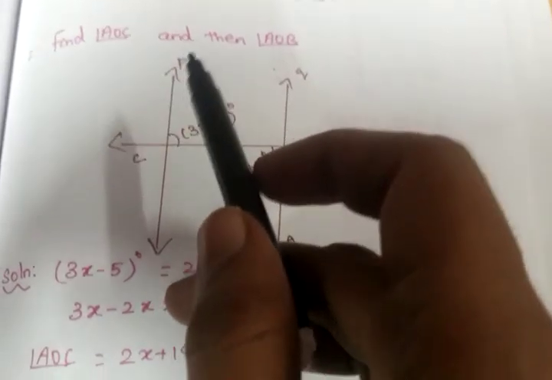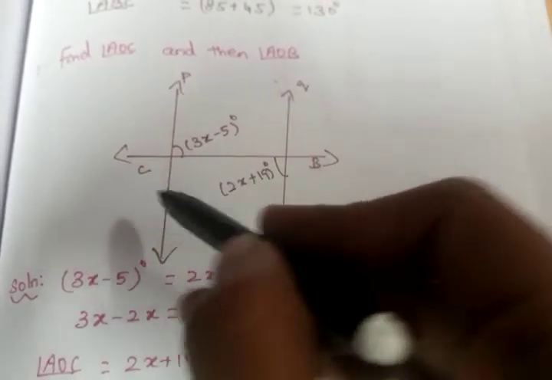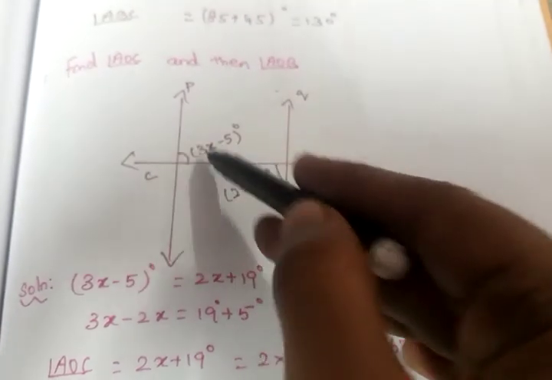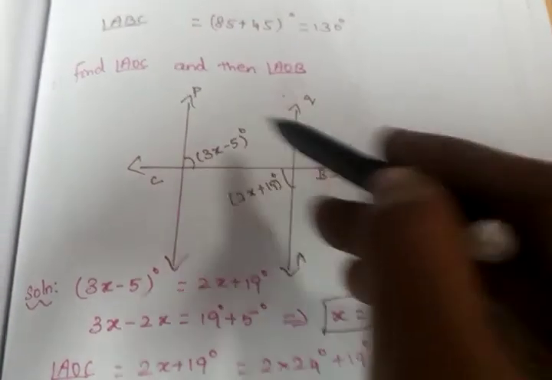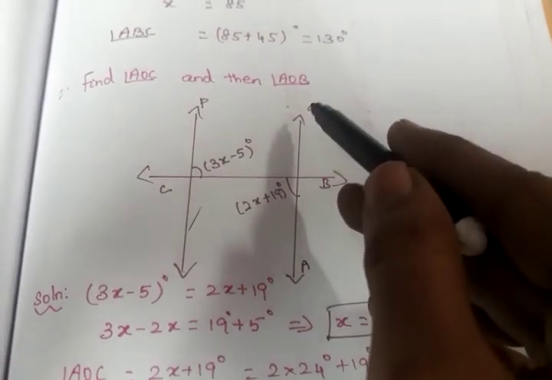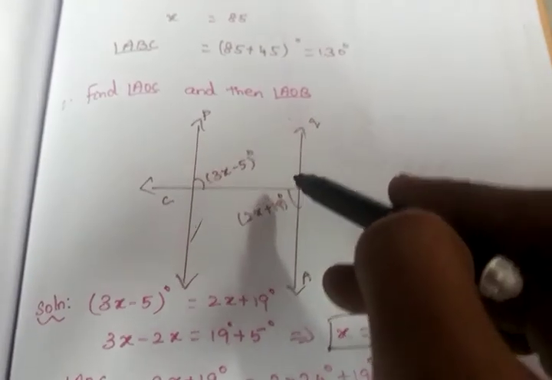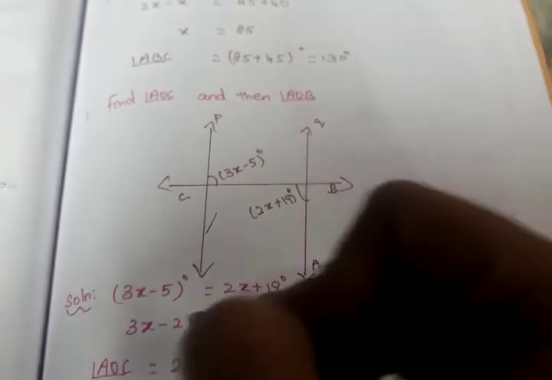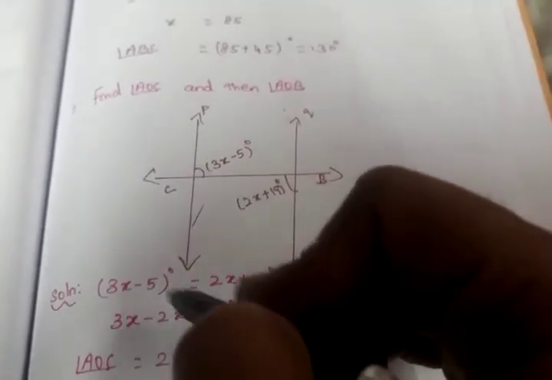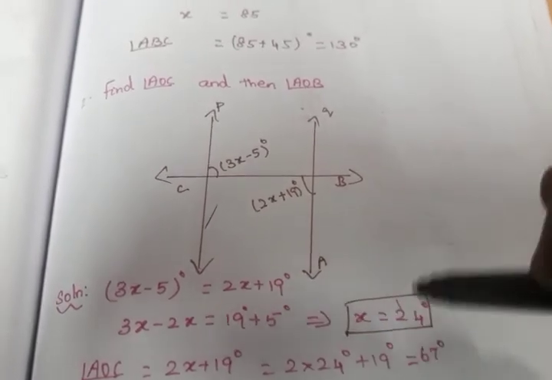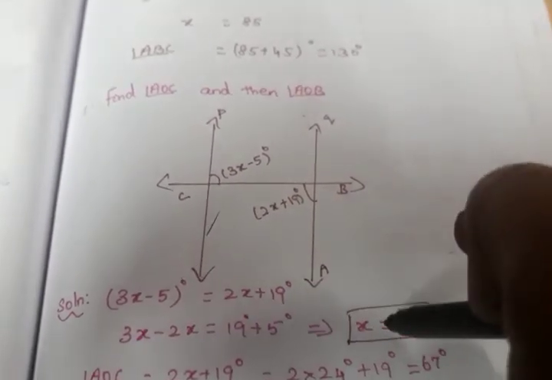Find angle AOC and then angle AOB. Then Z shape angle. Z shape angle means this side is equal and this side is also equal. So Z shape means this shape. So alternate angles are equal. So 3x minus 5 degree equal to 2x plus 19 degree. So 3x minus 2x equal to minus 5 transpose to plus 5. So 19 plus 5 is 24, and 3 minus 2 is 1. So 1x equal to 24 degree.